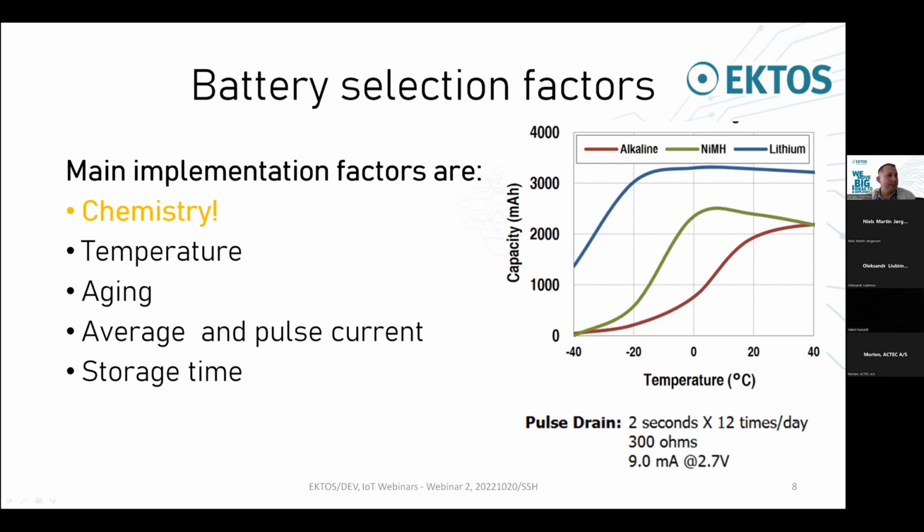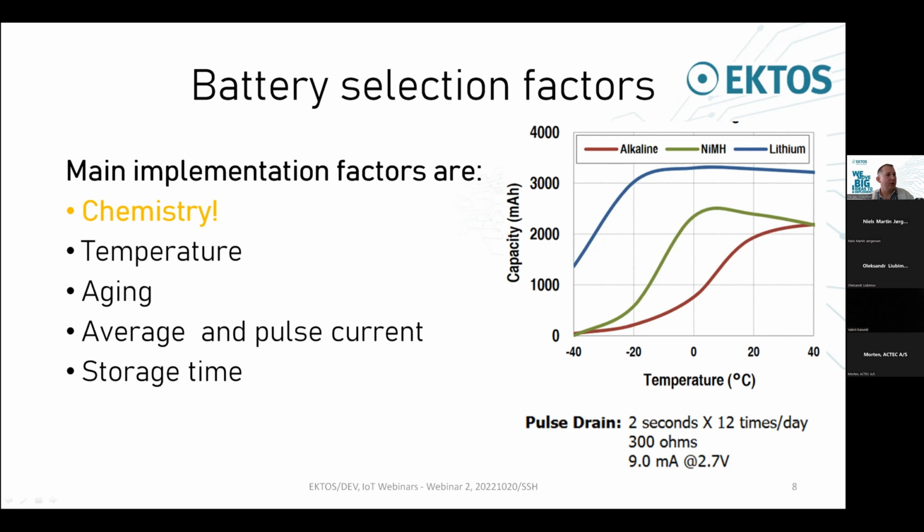We also have temperature. It's about the operating temperature range. How does the battery react to temperature fluctuations? How does the battery react to negative temperatures, which is most important from my point of view. And here in this picture, you can see, for example, how the battery capacity changes with temperature and for different battery chemistries.